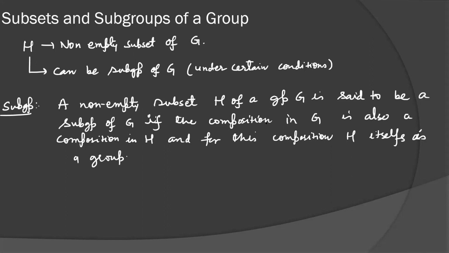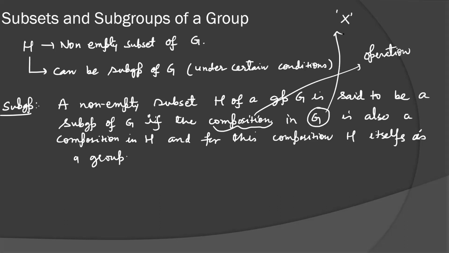What is the meaning? First is composition. Composition means operation. So the same operation is needed. It means if we are checking a group under the star operation, then for the subgroup, this operation must be in the subset H, and H should also satisfy the properties of a group under the same operation star. We cannot change the operation. What is the meaning of this composition? We will see later in some examples. Before that, let's see some remarks. Then we will see the definition in a detailed manner.